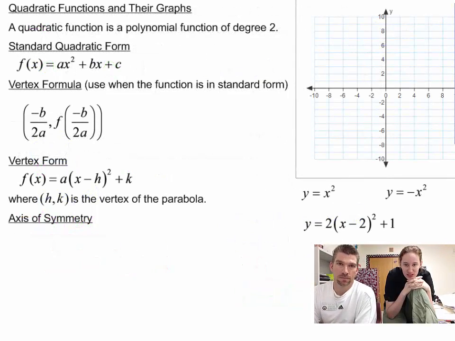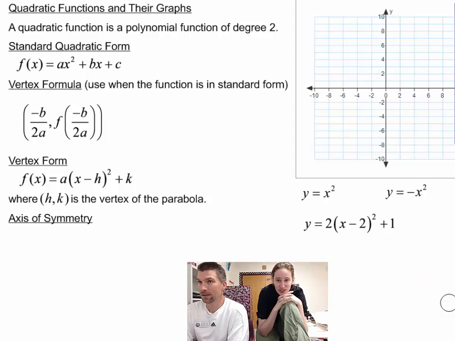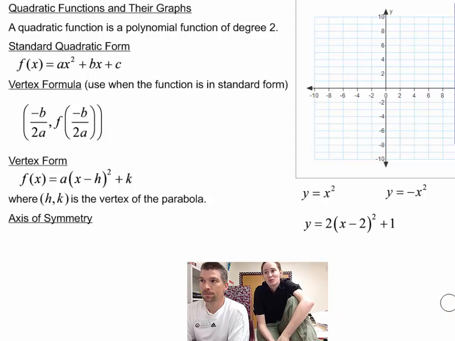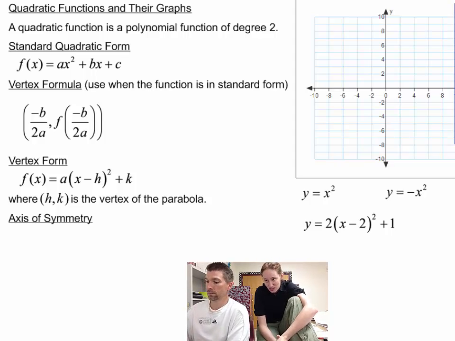Quadratic functions and their graphs. The first thing you need to know is a quadratic function is a polynomial function of degree 2. Its graph is a parabola. The standard form for a quadratic function is f of x equals ax squared plus bx plus c. That should look familiar because that's what we use when we're doing the quadratic formula and stuff like that.